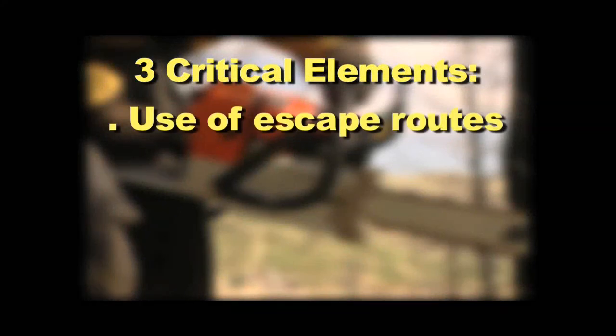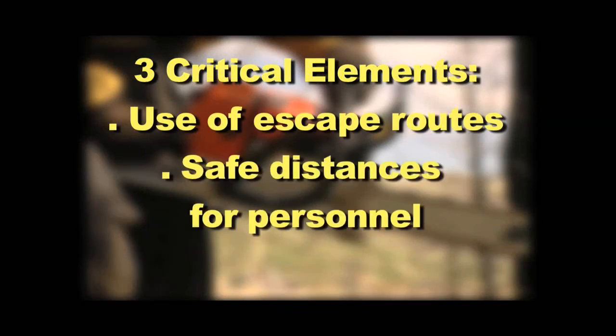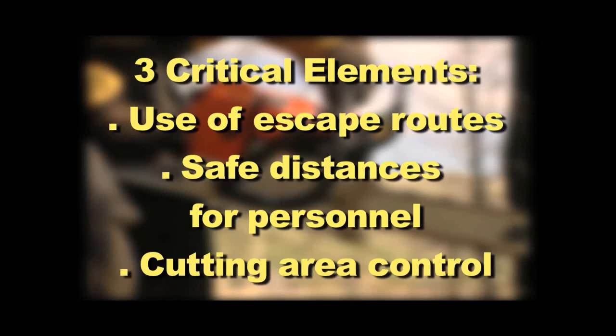Here are 3 critical elements for safe chainsaw operations. Use of escape routes. Minimum safe distances for personnel. Cutting area control.